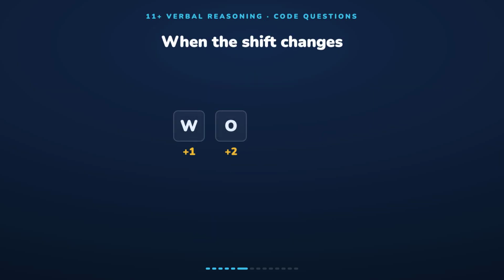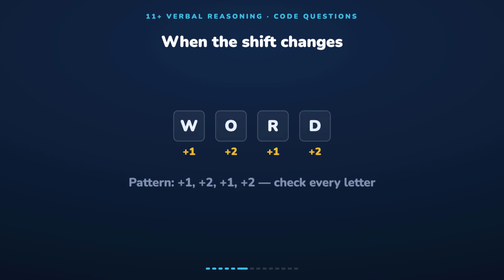Some shift codes are sneakier. The shift changes for each letter. Look carefully. If the first letter moved forward 1, the second forward 2, the third forward 1, then it's a repeating pattern: +1, +2, +1, +2. Work out the shift for every single letter before you decide on the rule. Never assume it stays the same all the way through.